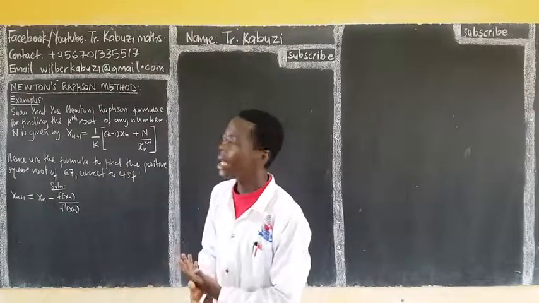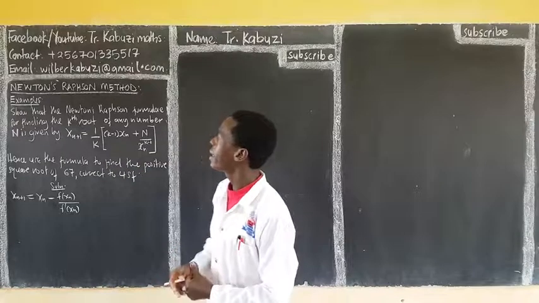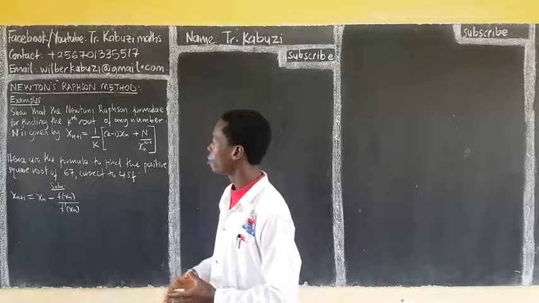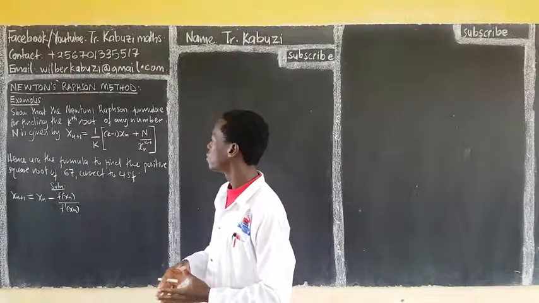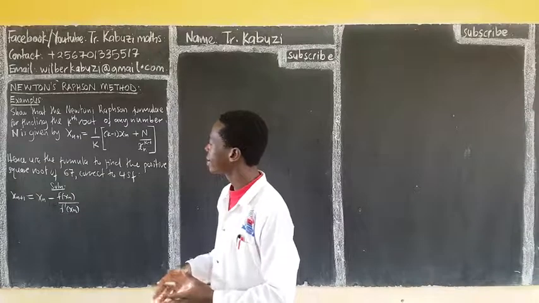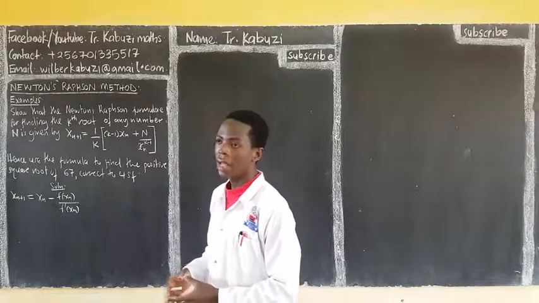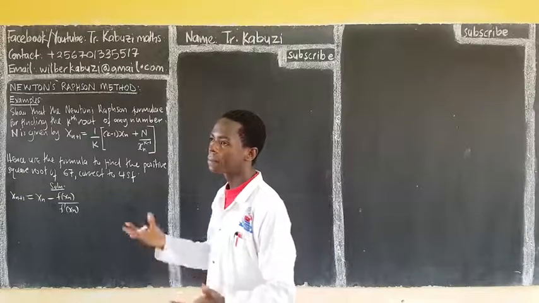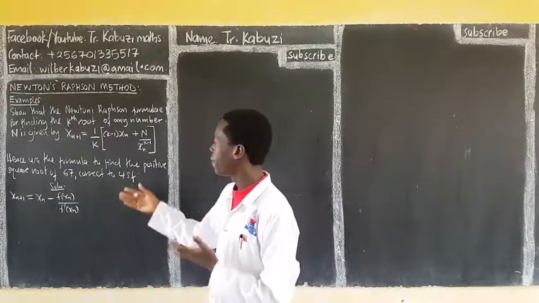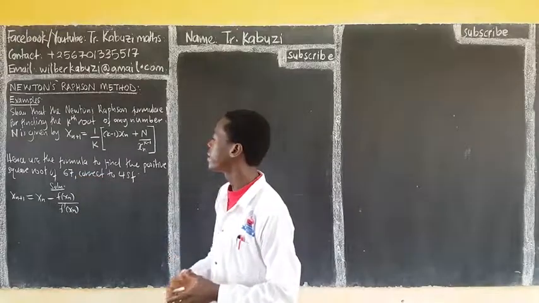Let us call it the kth root of any number is given by this. We want to show that this is true. Let's use the formula to find the positive square root of 67, correct to 3 significant figures. For example, in terms of the square root of this number.